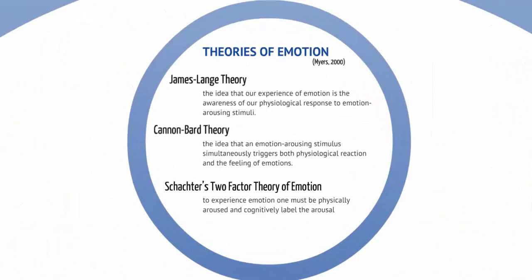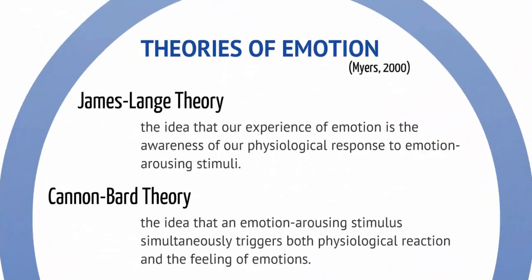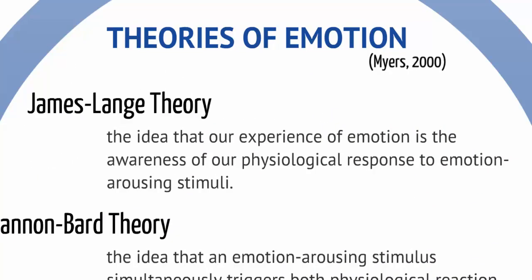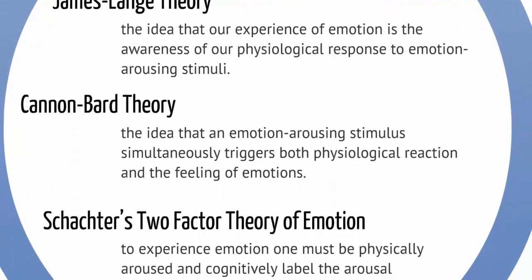There are three theories of emotion that we'll look at. First of all, the James-Lange theory, which says that our experience of emotion is the awareness of our physical response to emotion-arousing stimuli. So our body reacts first, and then we feel the emotions. The Cannon-Bard theory suggests that emotion-arousing stimuli simultaneously trigger our physical reaction and the feeling of that emotion.